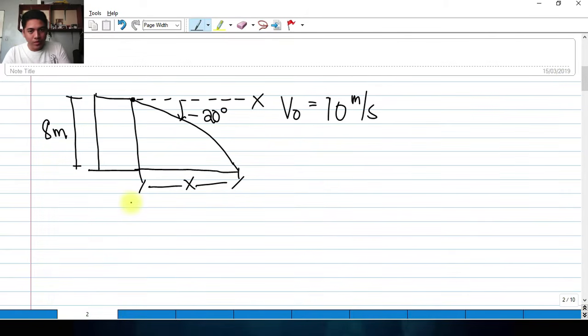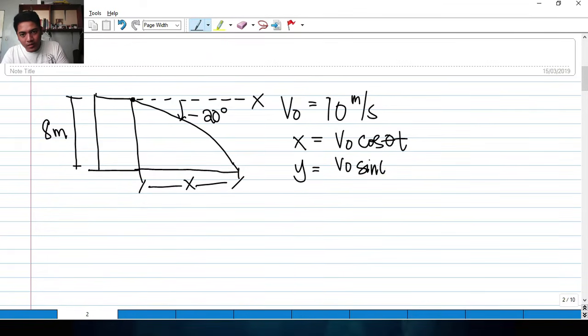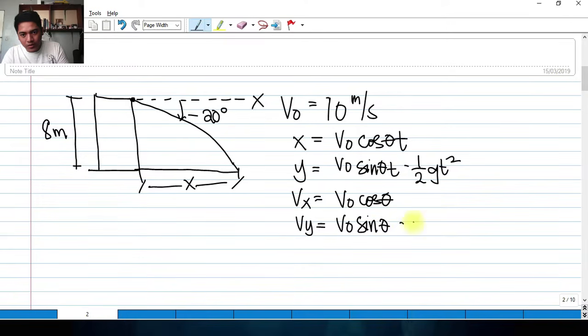Okay, so those four equations are x is equal to v naught cosine theta t. So we have y equals v naught sine theta t minus 1 half g t squared. So we have velocity for x, that is v naught cosine theta. Vy is simply v naught sine theta minus gt.